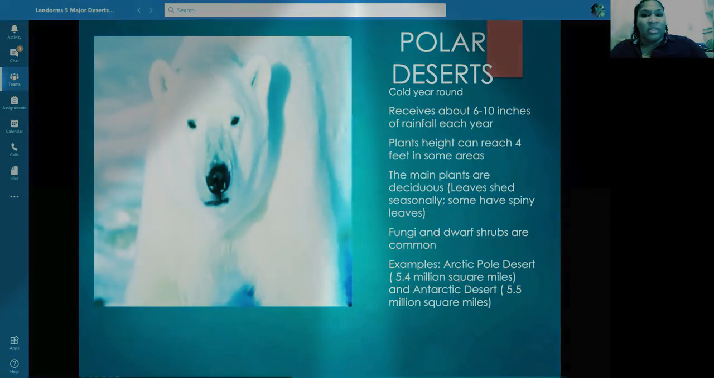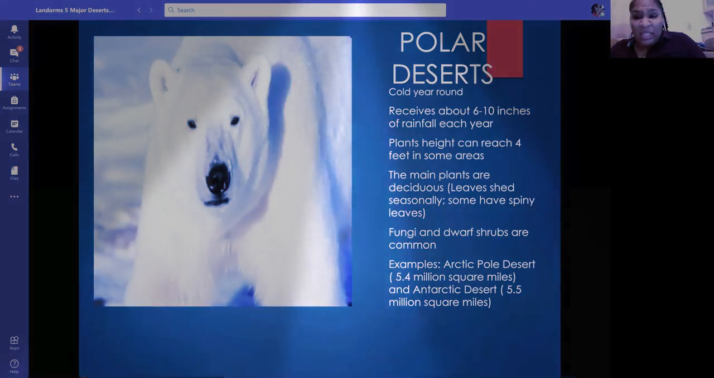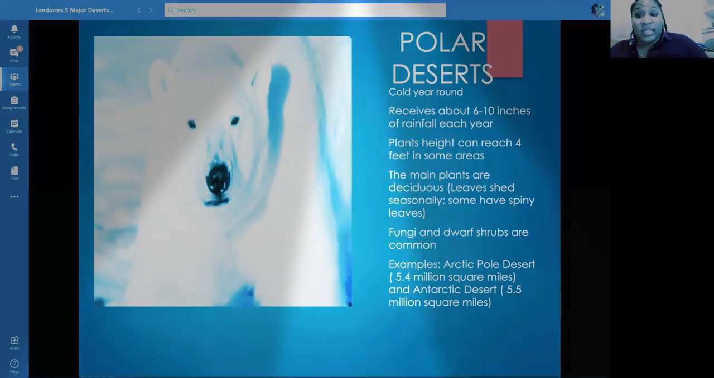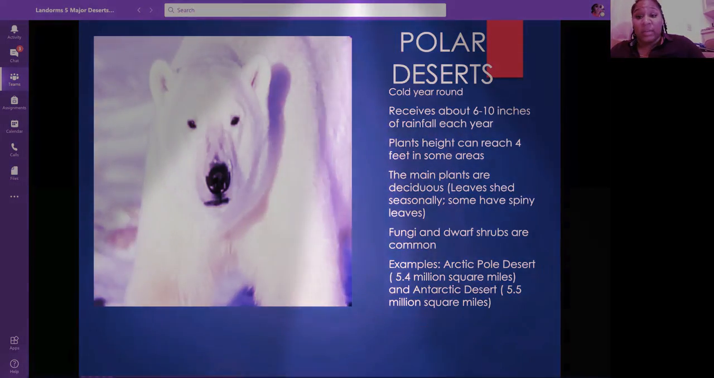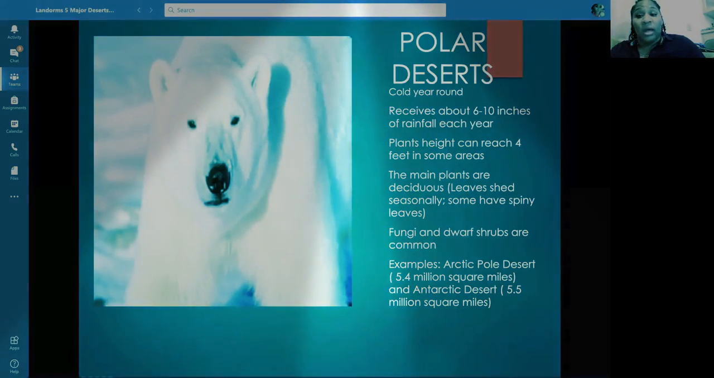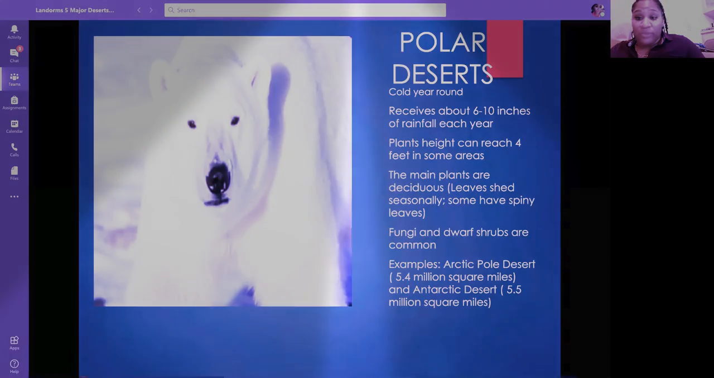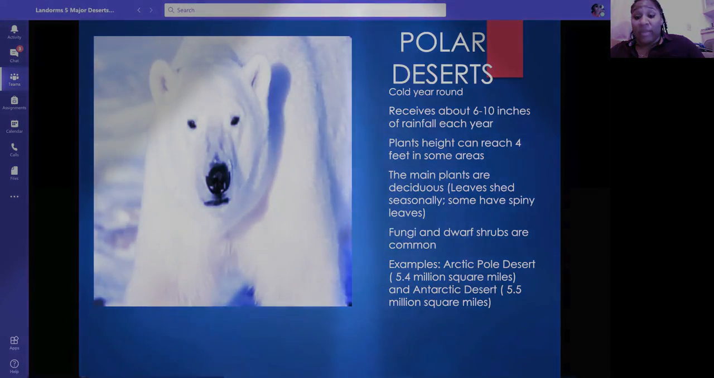And then we have the polar desert. It's cold year round. It receives about 6 to 10 inches of rainfall each year. Plant height can reach 4 feet in some areas. The main plants include deciduous plants, whose leaves are shed seasonally. Some have spiny leaves. Fungi and dwarf shrubs are pretty common. Examples are the Arctic polar desert, 5.4 million square miles, and the Antarctic desert, 5.5 million square miles.